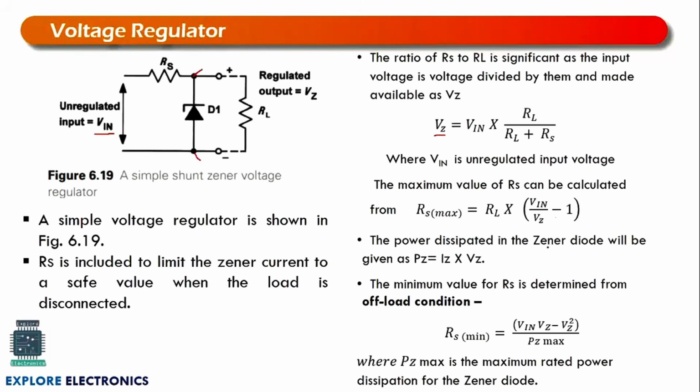The power dissipation across the Zener diode will be Pz equals I into V, that is Iz into Vz. The minimum value of RS, in the off-load condition, is RS minimum equals (Vin minus Vz) times Vz divided by Pz maximum. Here Pz is the maximum power dissipation across the diode we can have. Across this RL, if we measure, Vz is the voltage we are going to get as a constant value because of the Zener diode.